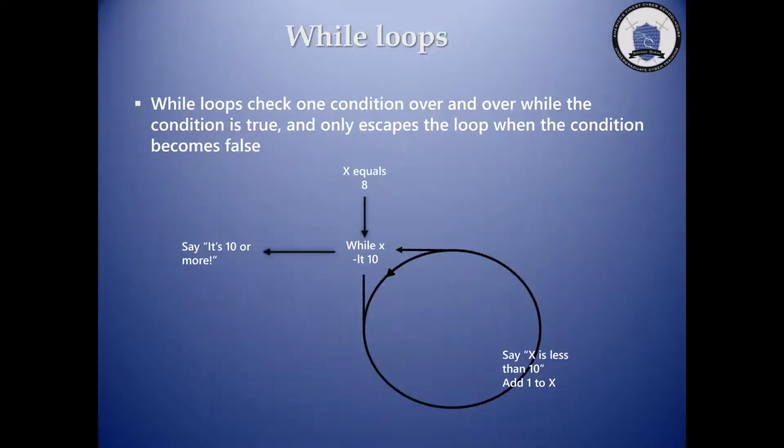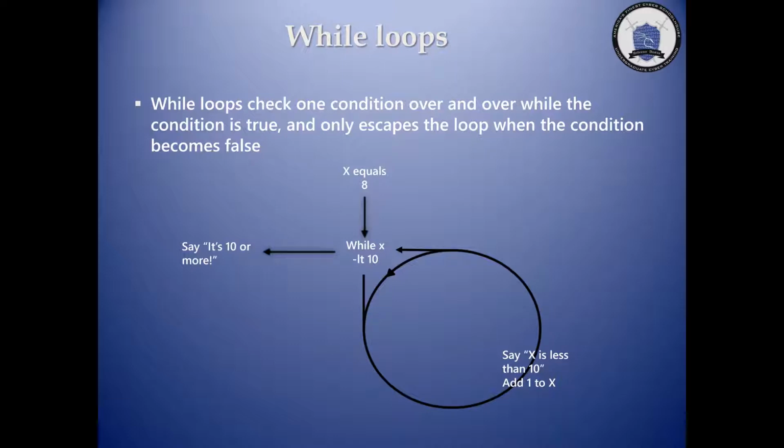Now first, let's go ahead and talk about a while loop. All right, so while loops, they check one condition over and over. While that condition is true, it continues to loop. It only escapes the loop when that condition becomes false.